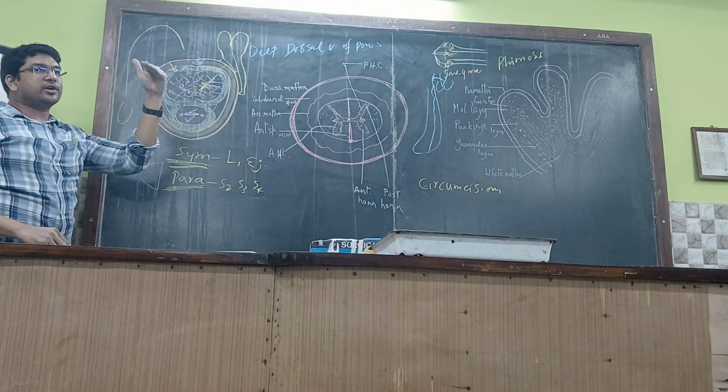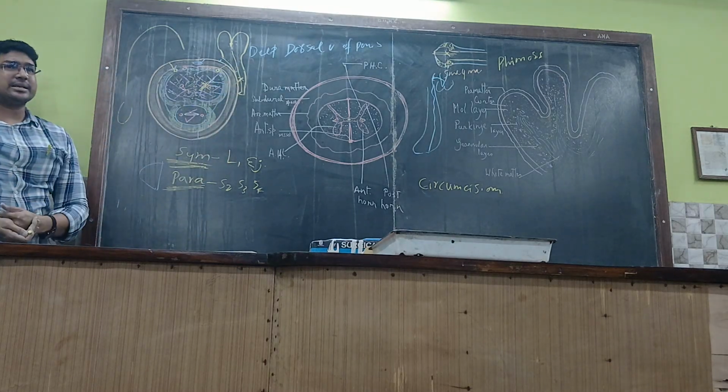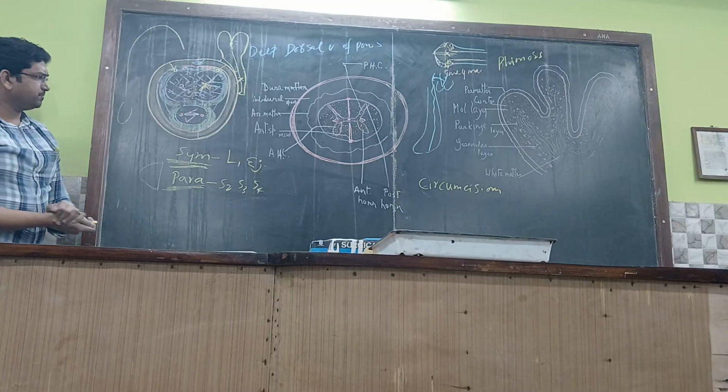But whenever it moves to the anterior aspect, these two are not completely separated but only partly, or incompletely, separated. Getting it?